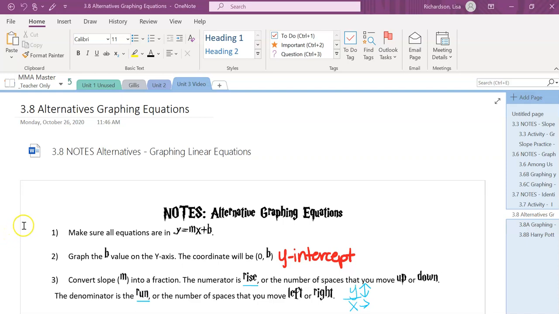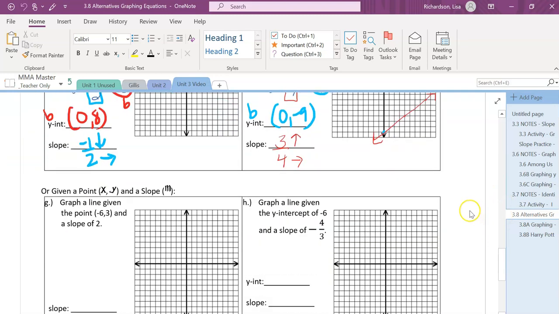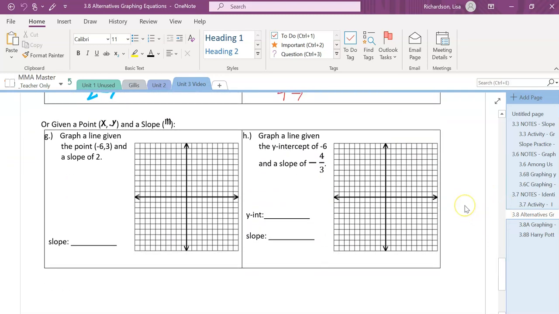Continuation of the 3.8 notes. Specifically, we're going to do the last two examples on the 3.8 notes. I'm going to scroll down. It seems to have frozen a little bit. There we go. So we did all of those in the part 1 video.